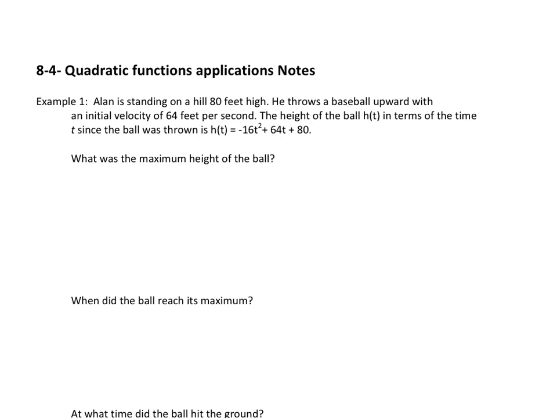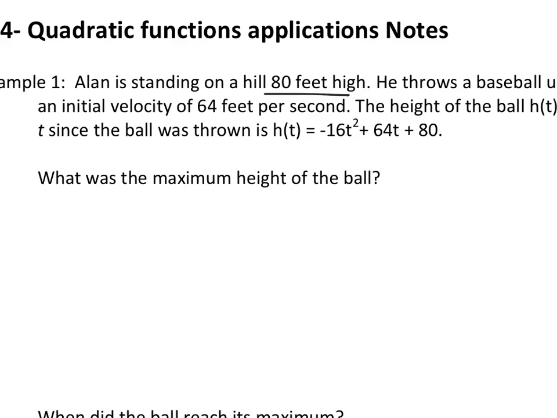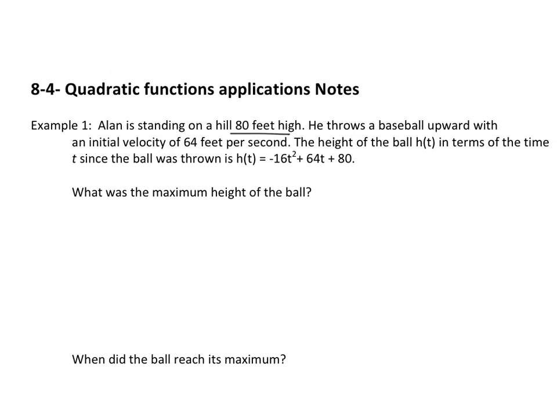Our first example is Alan is standing on a hill that is 80 feet high. That seems important, so I'm going to underline it. He throws a baseball upward with initial velocity, which is basically saying how fast something is moving, of 64 feet per second. The height of the ball, h of t, in terms of time t, since the ball was thrown, is h of t equals negative 16t squared plus 64t plus 80. So the first thing we're going to do is write down that this is our equation that we need to look at each time.